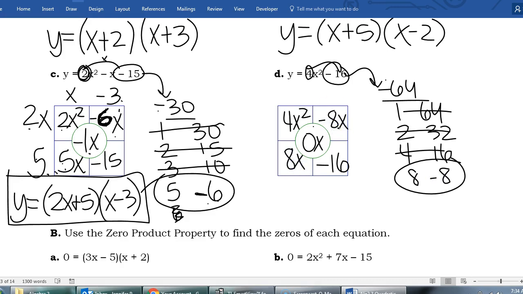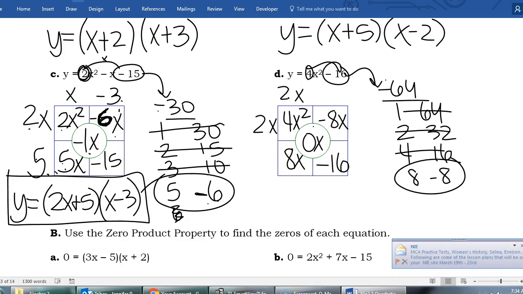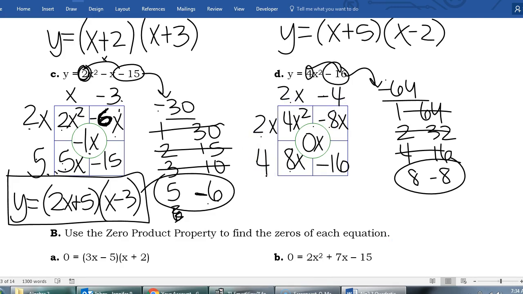And now you actually have a couple of options. I know I need x and x. The way to get 4 could either be 4 and 1, or it could be 2 and 2. I'm going to go with 2 and 2 in this case. So I'll say 2 times what gives me negative 8? That's a negative 4. 2 times what gives me positive 8? That's a positive 4. And now I have my factors, 2x minus 4 and 2x plus 4.